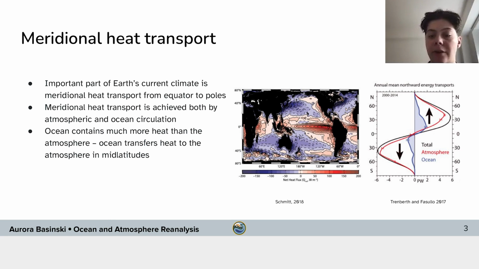The plot on the left is showing the net heat flux in or out of the ocean. Here, blue colors mean a transfer from the ocean to the atmosphere. So away from the equator, say if we focus on 45 degrees north, the ocean is transferring heat to the atmosphere. Even though the atmosphere is carrying that heat northward, some of the heat is coming from the ocean. This combined ocean-atmosphere system is what sets a lot of the current climate, where we have this distribution of temperature across the globe.